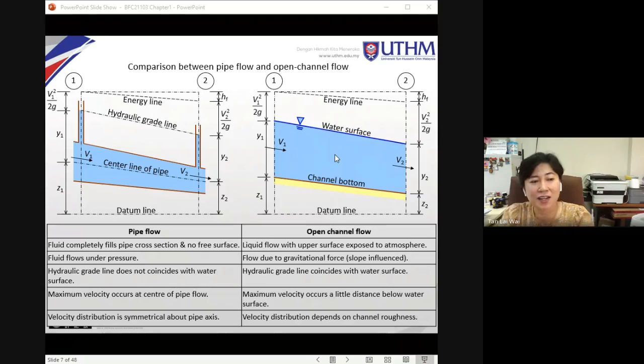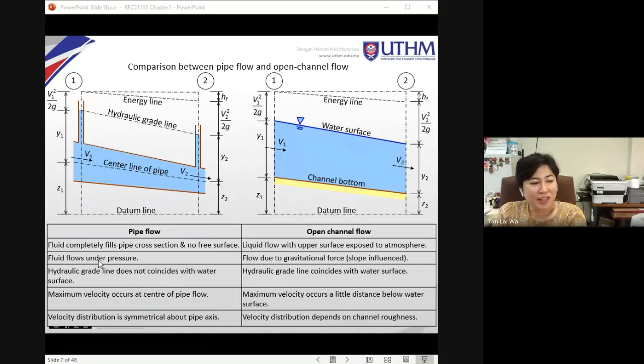And then, hydraulic grade line does not coincide with water surface. If you look at this hydraulic grade line, which is actually Z2 plus Y2, it does not coincide with water surface. However, Z2 and Y2 for open channel coincide with the water surface. Because you have pressure, that's why you have this Y2 and it doesn't coincide with the water surface.